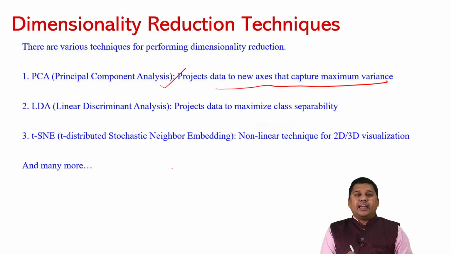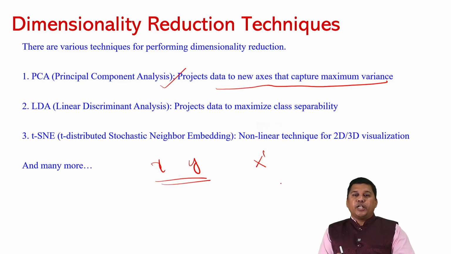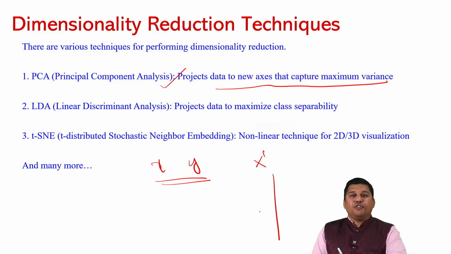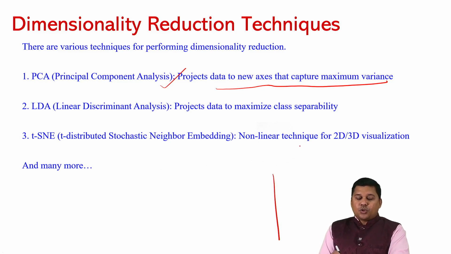So, let us say you have two dimensions, x and y, and you want to compress them into only a single dimension, x bar, right. This data in two dimensions x, y, you are trying to project onto a single line where there is maximum variance. Okay. So, this is one technique. The second technique is linear discriminant analysis, LDA, right. It projects the data to maximize class separability.